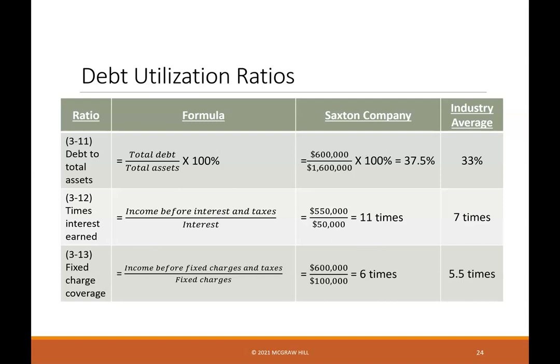And fixed charge coverage is income before fixed charges and taxes. So I would probably take our income before taxes and then add back any items that are fixed. So that'll give us 600, and that's from the income statement, and then divide that by the fixed charge. So that gives us 100,000. And that's 6 times for Saxton.